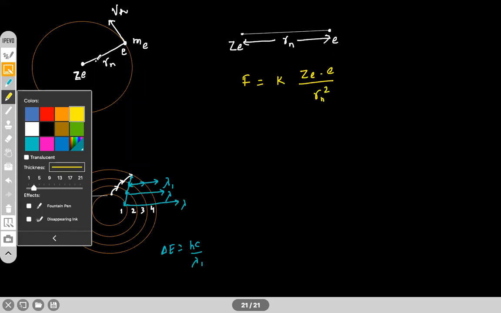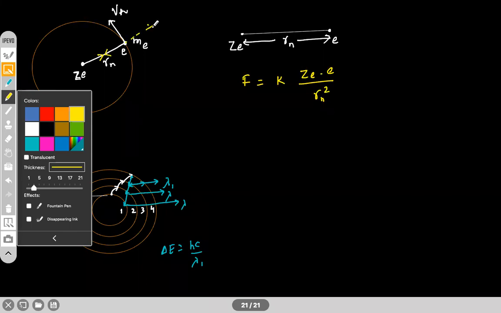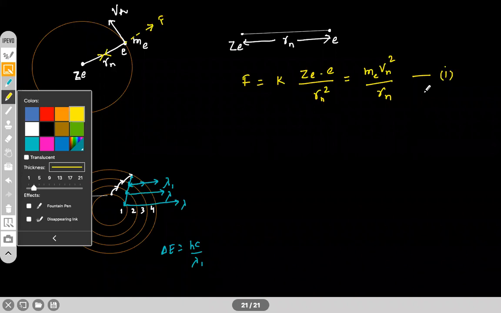Okay, and this electrostatic attraction force balances the centrifugal force, which is acting in the outward direction. So this force equals what we can write? The centrifugal force, I hope you all know, is mv square by r, so me vn square by rn. Is it clear? Did you understand this? The first equation is this. Did you understand this? Centrifugal force is mv square by r. You know this? Correct? So this is the first equation we have.